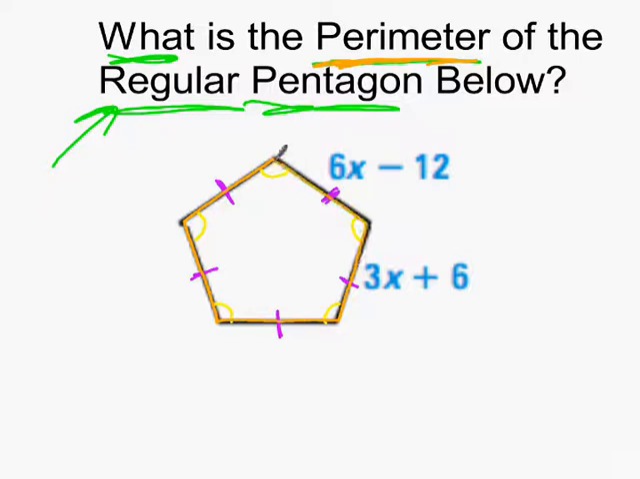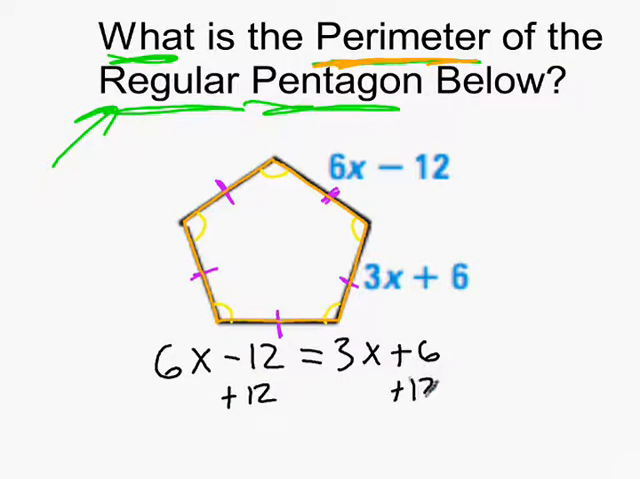Alright, we got some information. We have 6x minus 12, and this side is 3x plus 6. But we know that this side is congruent to this side. So we can set up the formula 6x minus 12 is going to equal 3x plus 6. Why is that? Because this side is congruent to this side. This is equal to this one. So let's add 12 to both sides. Let's add 12. Let's add 12. Can I go ahead and minus 3x from both sides too?